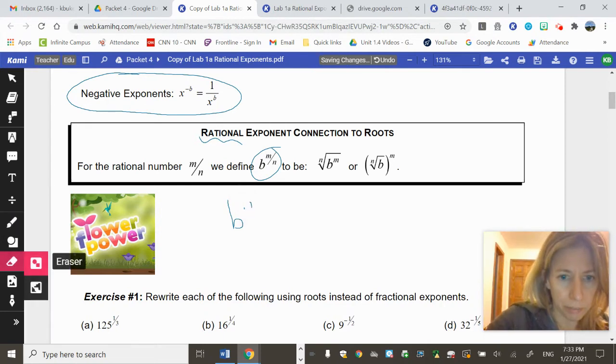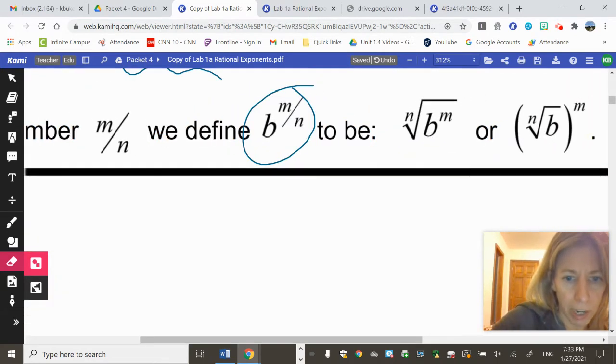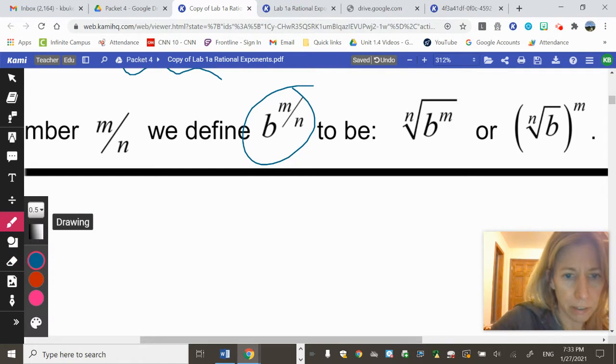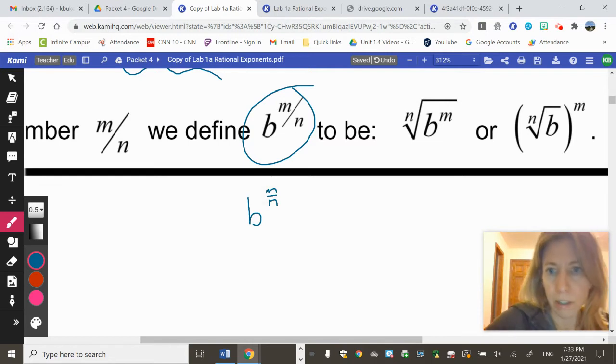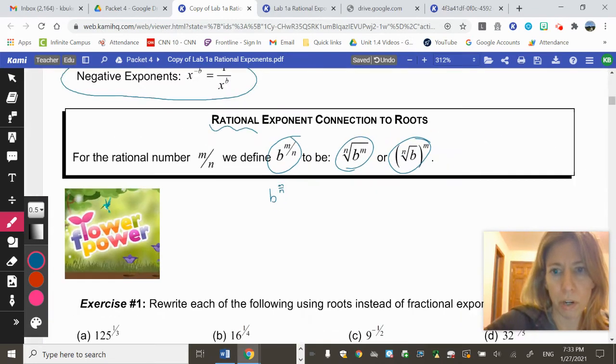Let me write that a little clearer, okay? So I have my base b written to the m over n power, and it can be written as a root, okay? And these two roots are equivalent.